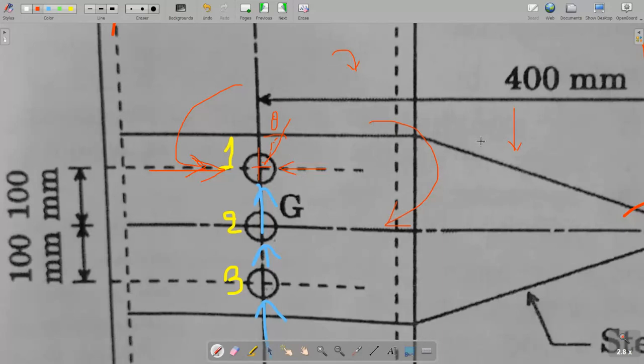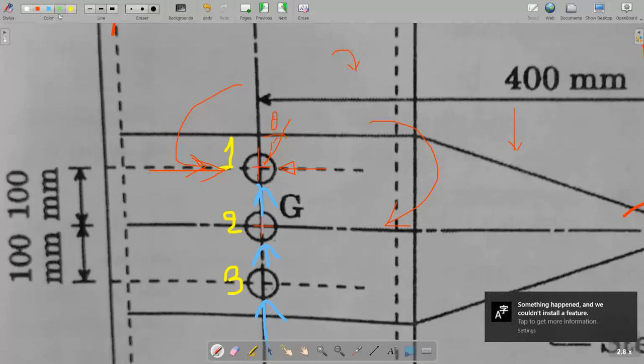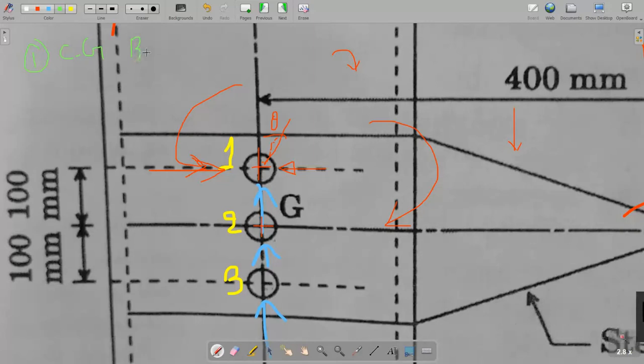So to resist against this moment, the bolt applies an internal resistance force in this direction, from right to left, perpendicular to this primary force. And this is the center. First of all, while calculating the direction, one thing: first find the CG of the system, the CG of the bolt system, and this is also applicable to riveted joints.